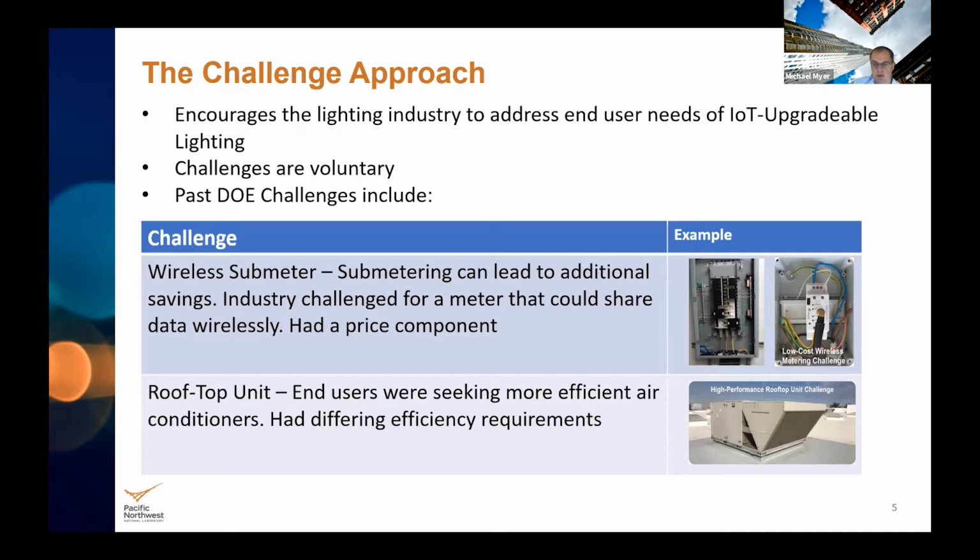So this is, again, two examples where there's an actual challenge. One could have been from a price point, maybe not as technical. The other one was maybe more technical. And by grouping end users together and demonstrating demand, they were able to get manufacturers to produce a product. So that's the idea of a challenge. That's how the approach works.